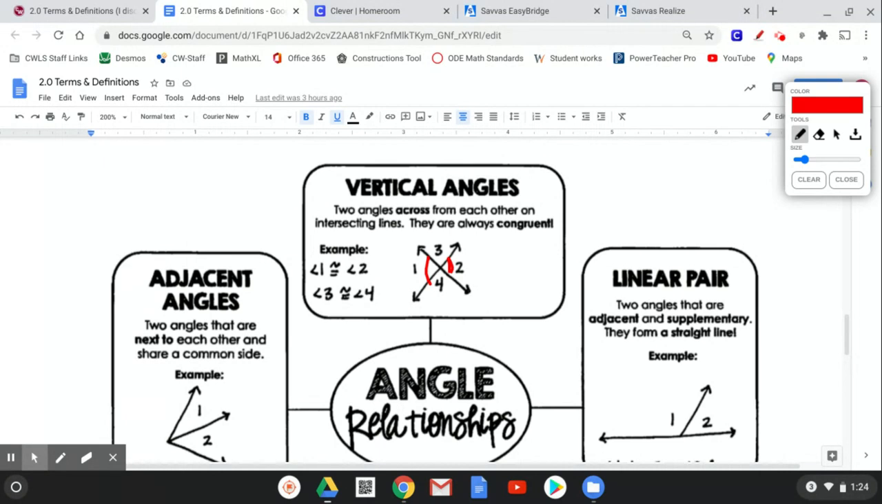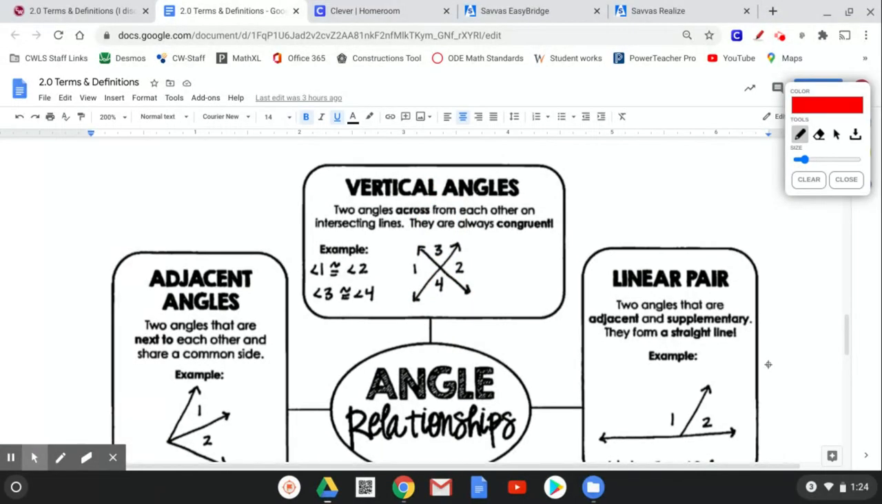Okay, and how I kind of think about this is some people say it's like kissing fish. Okay, if you can extend the lines like this, it's like these two fish are kissing, and that's where we get those vertical angles from. Okay. So there's also angle 3 and 4. They're congruent. And again, if I kind of just extend it out, I have these kissing fish, all right, and they're going to be congruent angles.